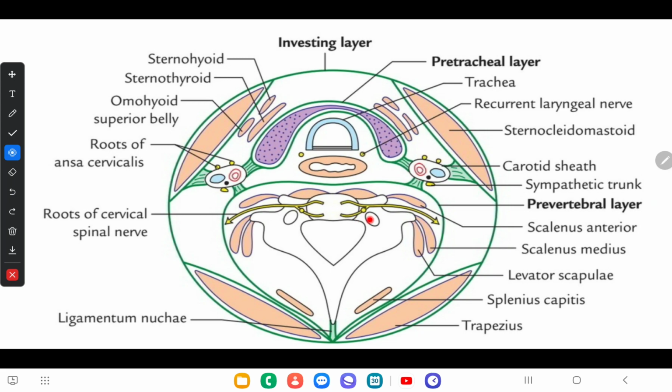When we talk about the attachments of the investing layer of the deep fascia, it roofs the anterior and posterior triangles of the neck and splits to enclose the sternocleidomastoid muscle and the trapezius muscle. And also it encloses two glands, the submandibular and parotid salivary glands. I'll show you in the next picture.